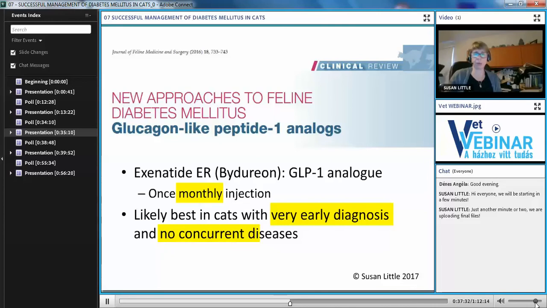So we might be diagnosing our patients too late in disease for this new type of drug approach. And it has to be a patient that has absolutely no concurrent diseases. So that means there's only going to be a very small subset of cats where this might be of use. But it is an area of research we want to keep an eye on, because there are new treatments coming along all the time for people with diabetes, and we may come along with something that's going to also be attractive to us in cats.